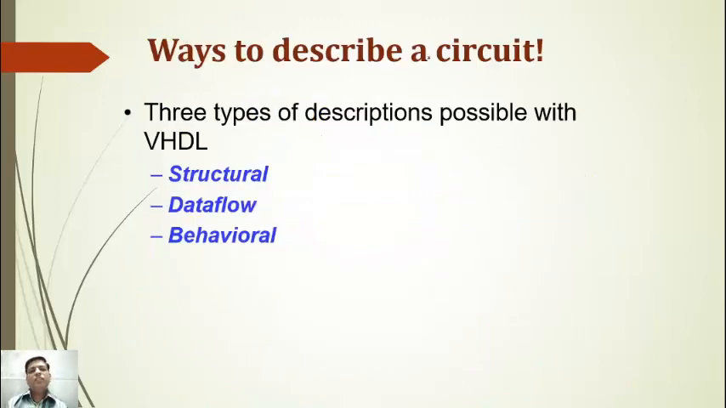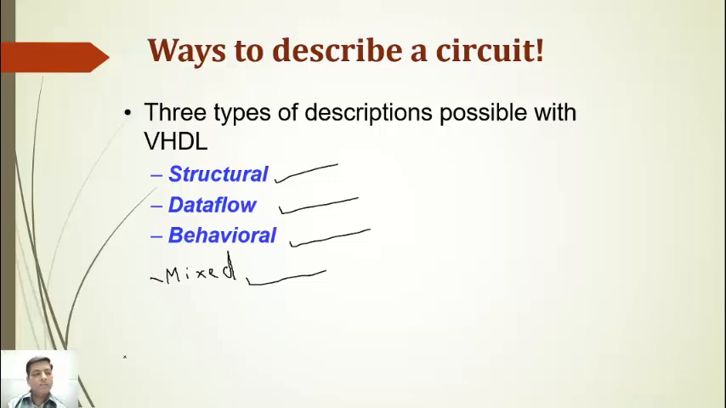These are the ways to describe a circuit. So these are the 3 types of descriptions possible with VHDL: first structural, second data flow, and third behavioral. And one more is the mixed type of modeling. Sometimes we utilize mixed modeling, meaning a combination of two, either structural and data flow, or data flow and behavioral. In this way we will study the 4th type of modeling, the mixed type of modeling. Okay, got it?